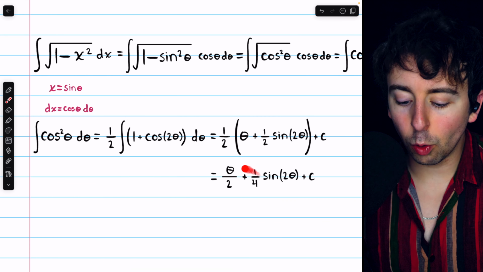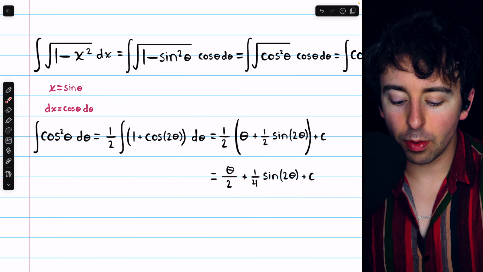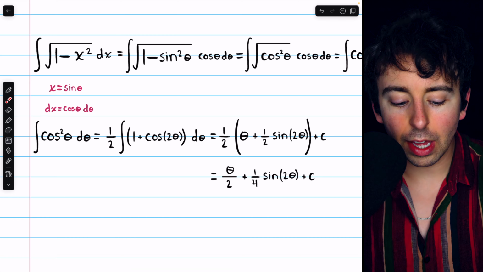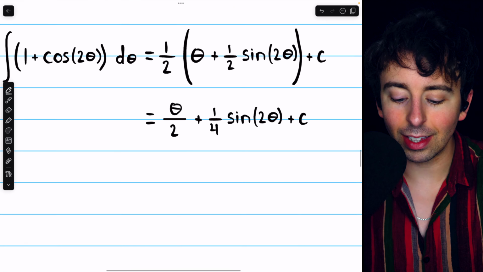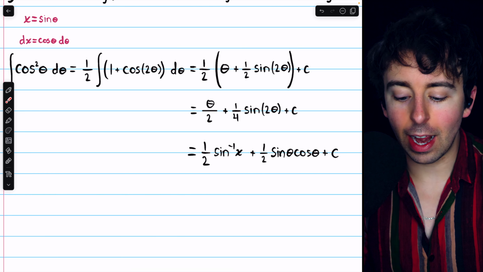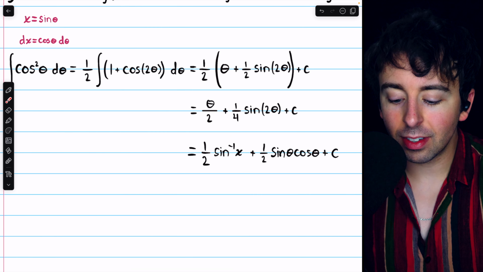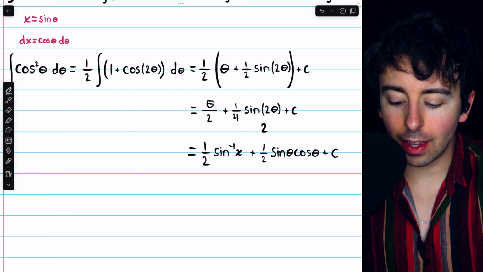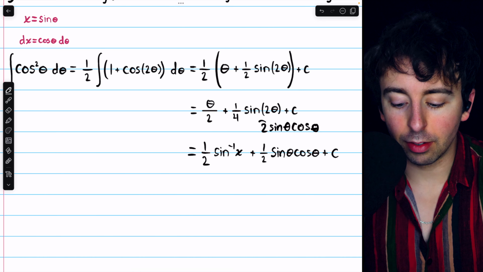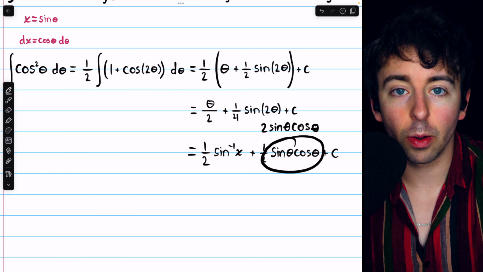All that remains then is to rewrite this in terms of x. We know that x equals sine theta, so this theta is just arc sine x. As for sine of 2 theta, we'll be able to do some work with that by using the double angle identity. So solving x equals sine theta for theta, we then have that theta over 2 is 1/2 arc sine x. Now sine of 2 theta is the same as 2 sine theta cosine theta. By making that replacement, this 2 times 1/4 becomes 1/2. And then, of course, we still have sine theta cosine theta.